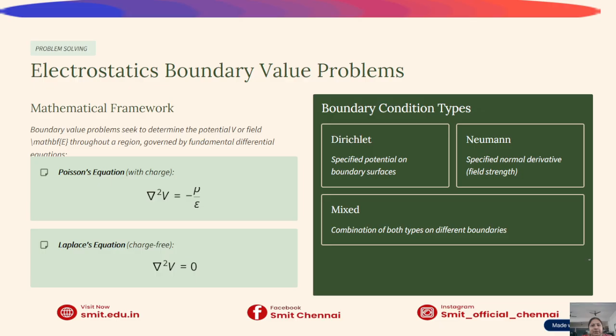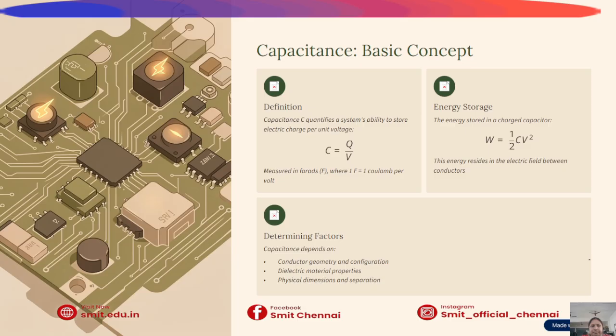The third type is the mixed boundary condition, which combines both the Dirichlet and the Neumann conditions on different parts of the boundary. The choice of boundary condition depends on the physical constraints of the system and helps in accurately predicting the behavior of electric fields within electrostatic devices.